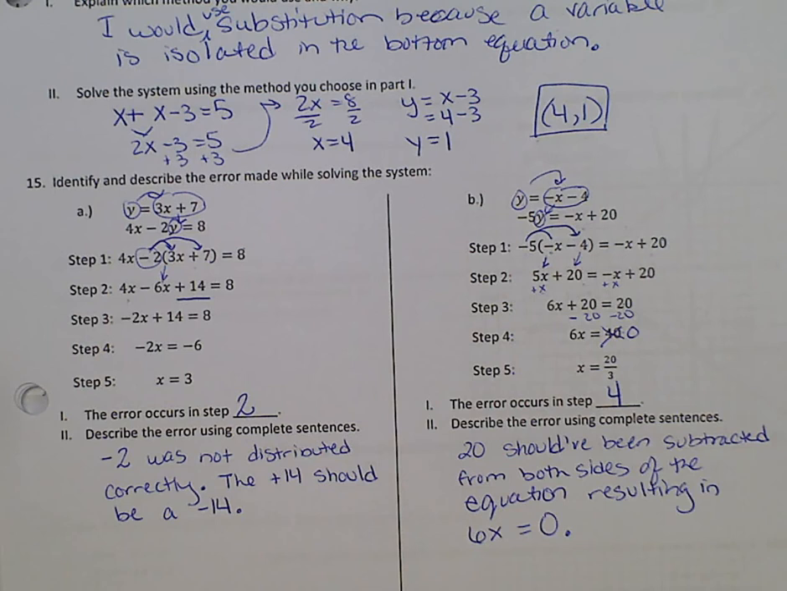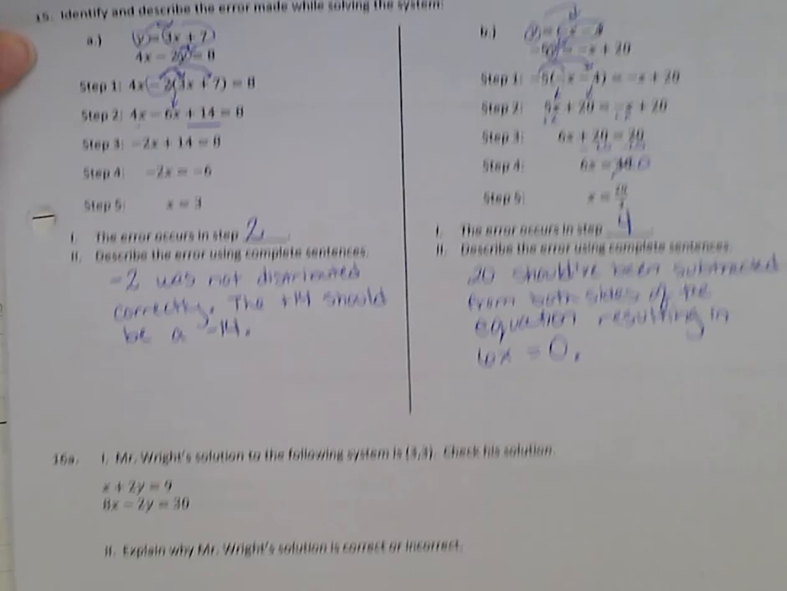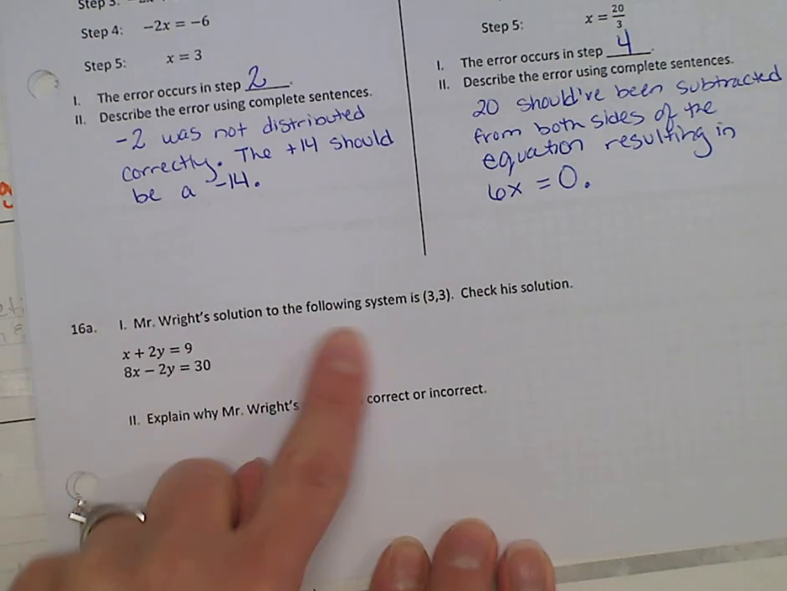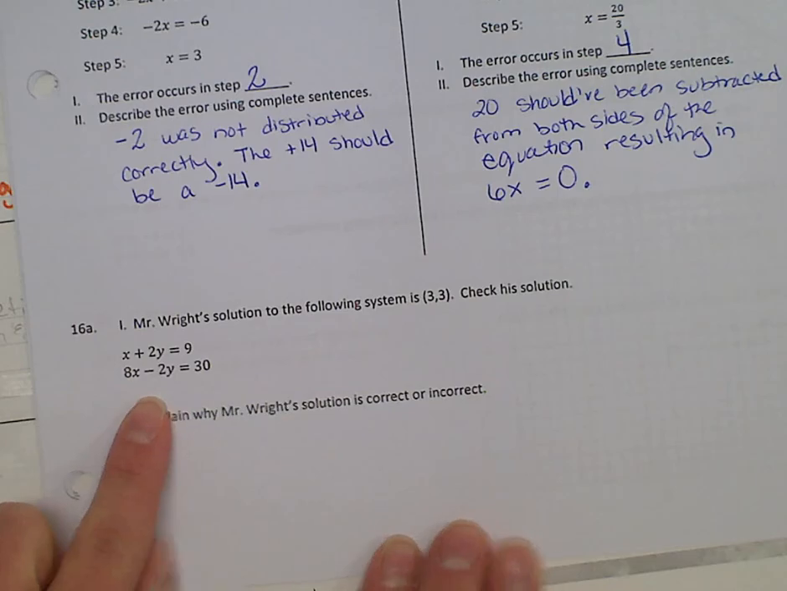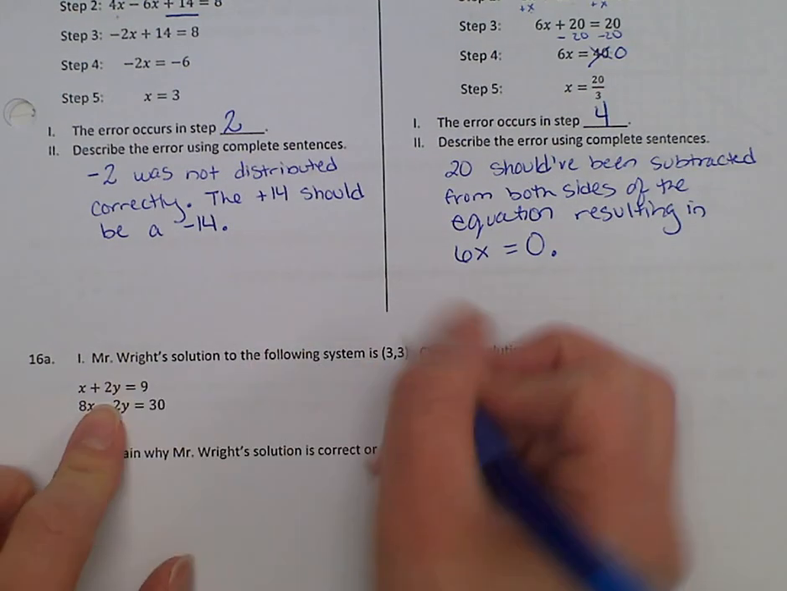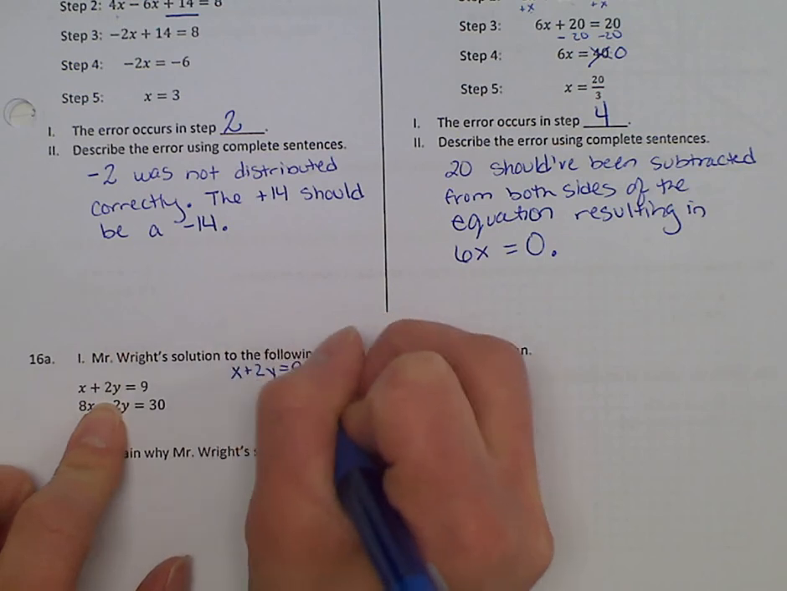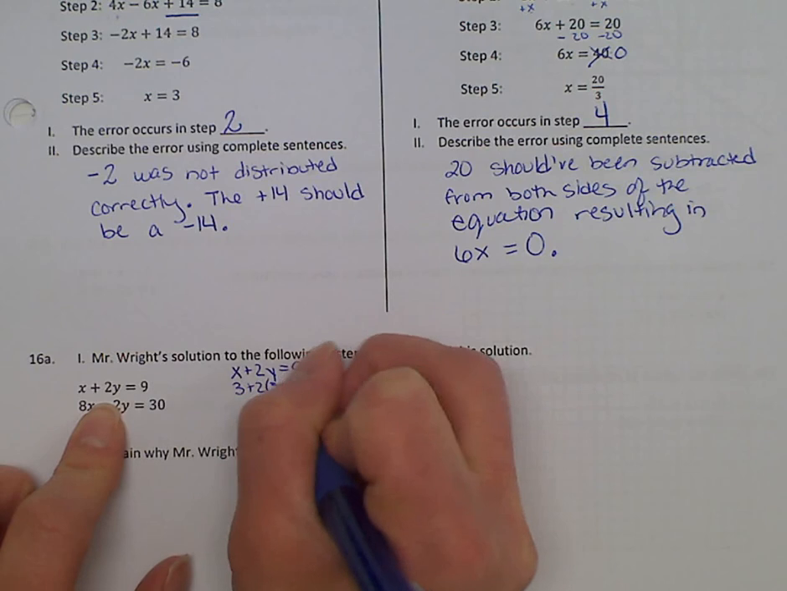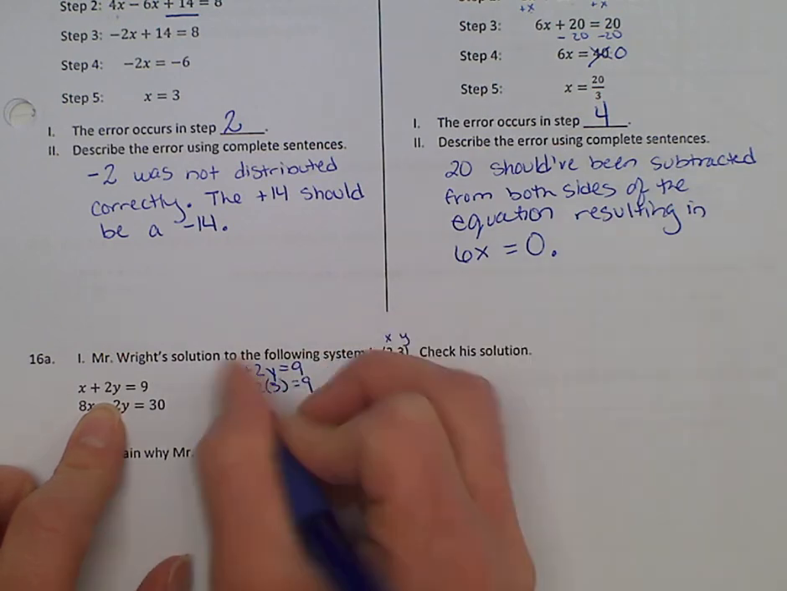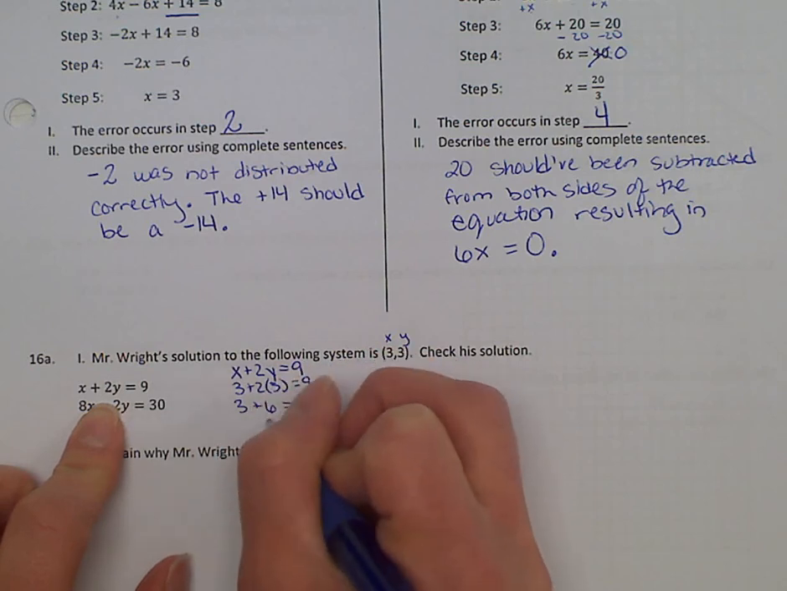Number 16 says in part A here, part 1, Mr. Wright's solution to the following system is (3, 3). Check his solution. So remember, to check a solution, we're going to substitute (3, 3) into both equations. So in the first equation, 3 gets substituted in for x, and 3 also gets substituted in for y. So we get 3 plus 6, which equals 9. We get 9 equals 9.